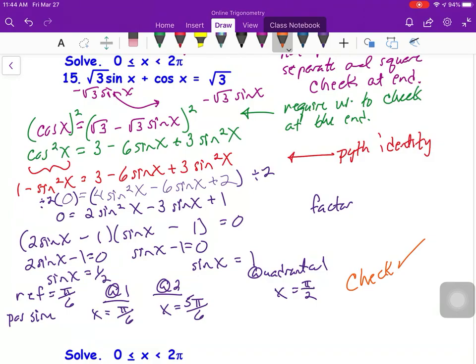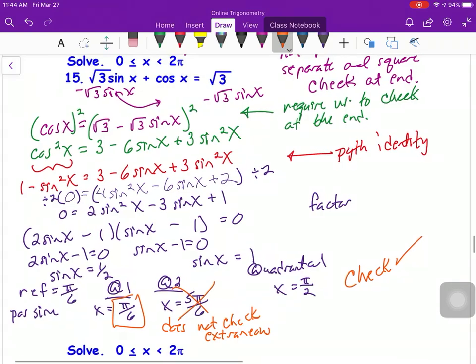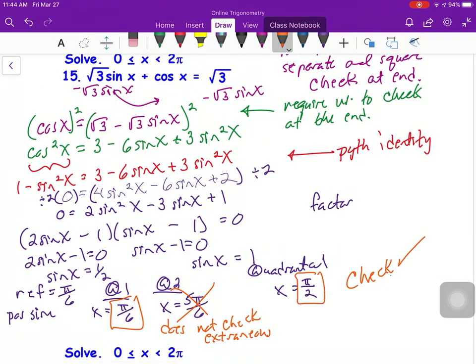So when I put in pi over 6, the sine of pi over 6 would be 1/2. The cosine of pi over 6 is square root of 3 over 2. So I'd have square root of 3 over 2 plus square root of 3 over 2, which is 2 square roots of 3 over 2, which is square root of 3. So this one checks. When I put in 5 pi over 6, well, unfortunately, 5 pi over 6, the cosine is negative. So this one does not check. This one's extraneous. Now, pi over 2, the sine of pi over 2 is 1. Cosine of pi over 2 is 0. So this one does check for the quadrantal one. You always have to check when you square both sides.